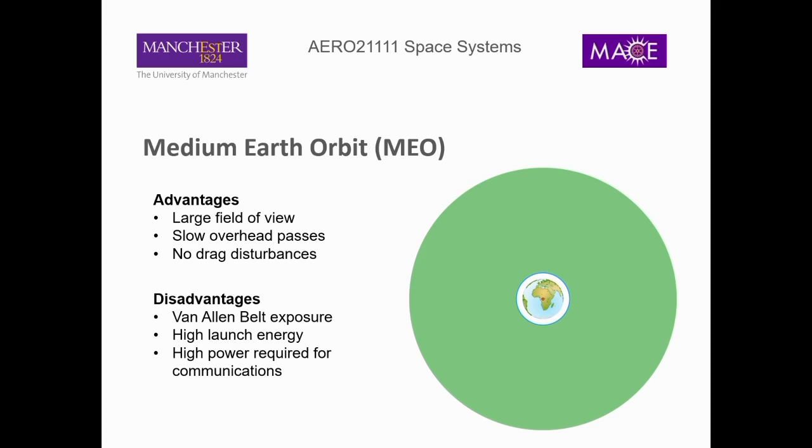You pointed out some more as well. Disadvantages, Van Allen belt exposure. Obviously, it depends a little bit on what you pick as your orbit elements, but there's a good chance you might be exposed to the Van Allen belt at the very least on your way up. High launch energy to get there, and you need more power for your communications. These are not exhaustive. So again, I'll capture what you've put up here because there's some really great answers.